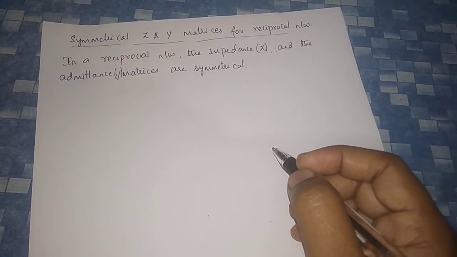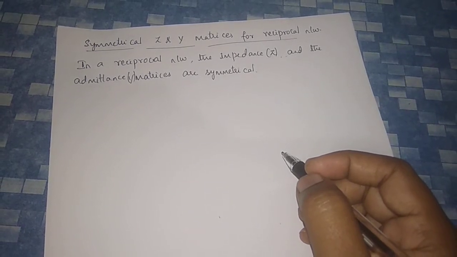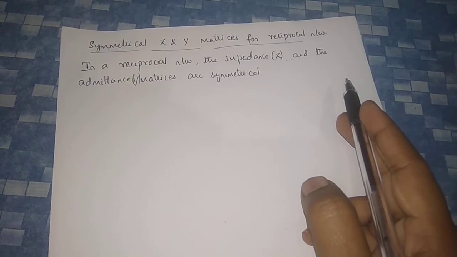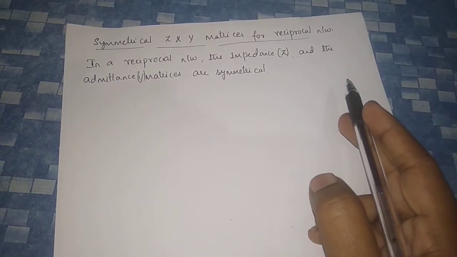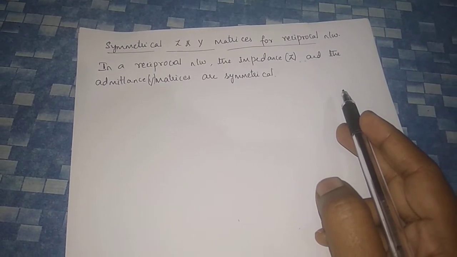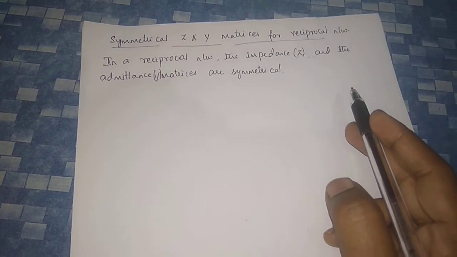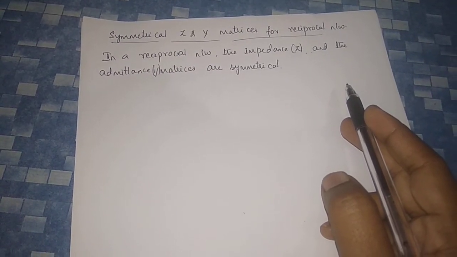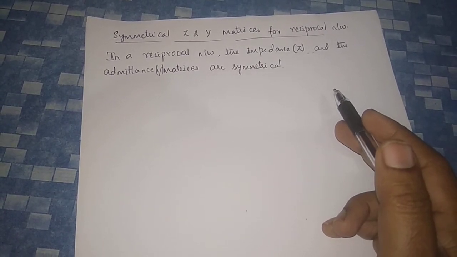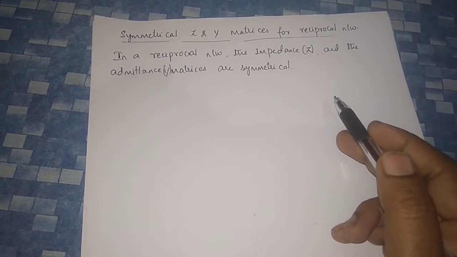Okay, good morning everyone. In today's class, we'll discuss symmetrical Z and Y matrices for reciprocal network. In the previous class, we had started with the second module, that is your microwave network theory, and we have seen what is the microwave network. That is nothing but your interconnection of all the microwave devices and components, that is resonators, attenuators, phase shifters, all those things form a microwave network.